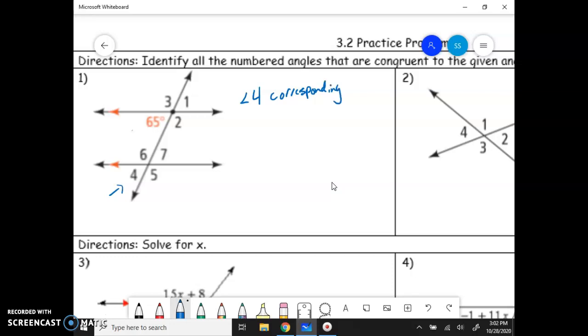We also can recognize that 1 and this 65-degree angle are congruent because those are vertical angles, right? Don't want to forget about that one. Angle number 1 is a vertical angle, that 65-degree angle. And what else? We also should recognize that number 7 and the 65-degree angle here, those are alternate interior angles. So angle 7 is also congruent because it is an alternate interior angle.